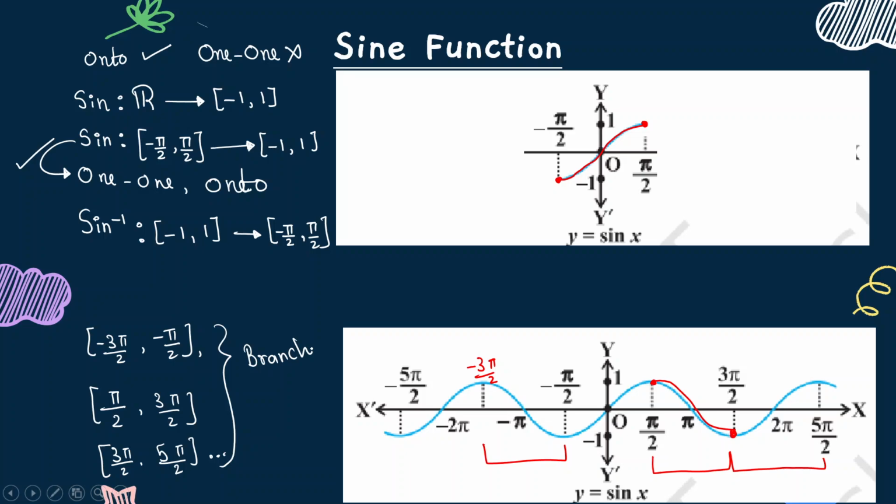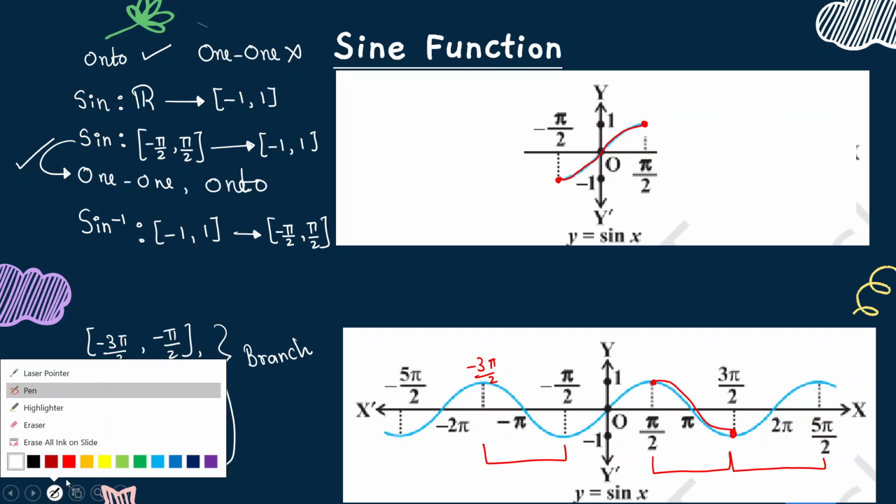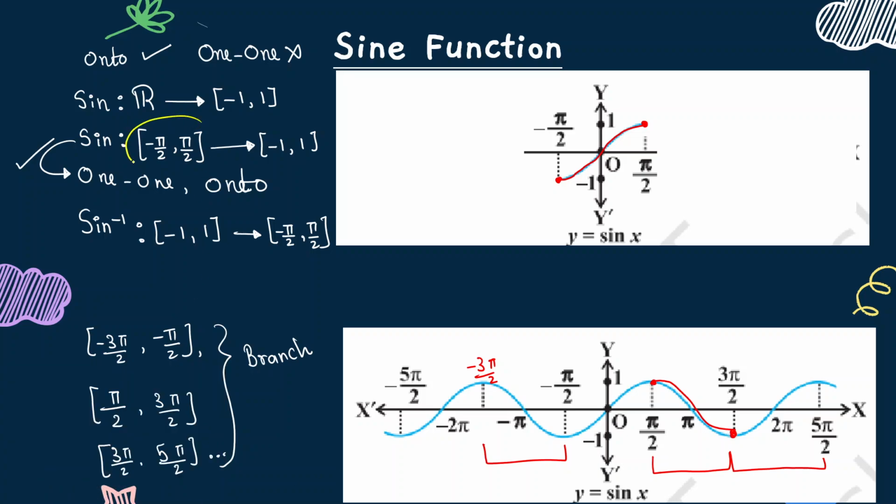Out of so many branches, the first branch that we have considered, minus pi by 2 to pi by 2, is known as the principal branch. By considering that as our domain, we can create the sine inverse function. We have different branches, and among those, one has been considered as the principal branch. Without considering a branch, we cannot have the inverse.